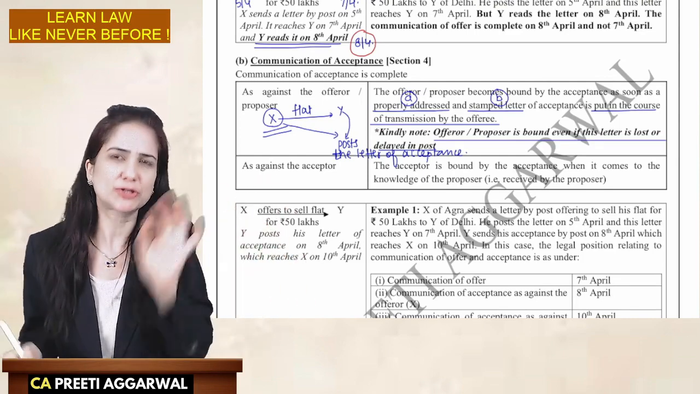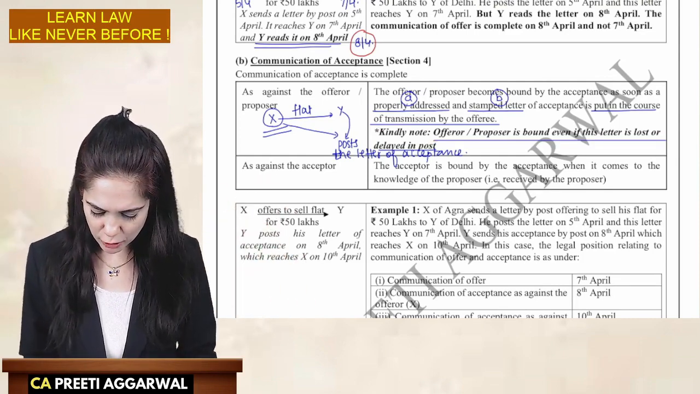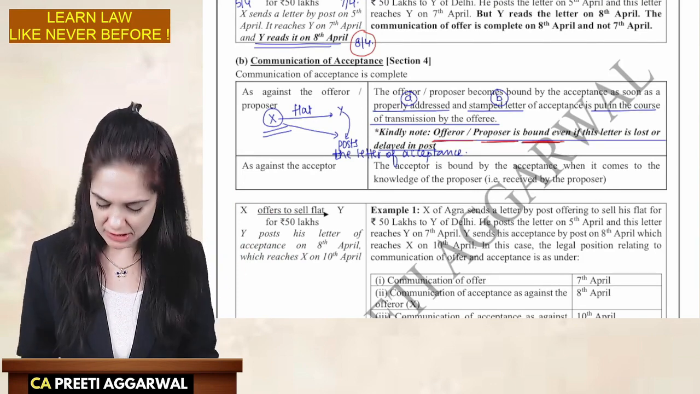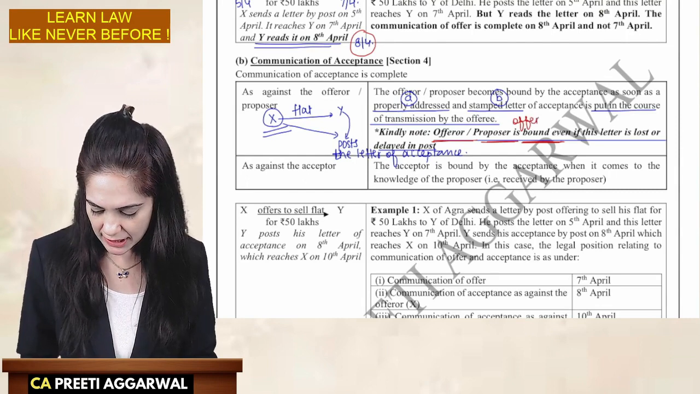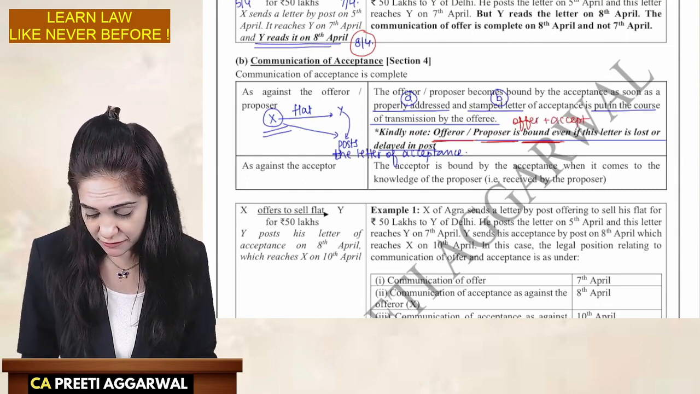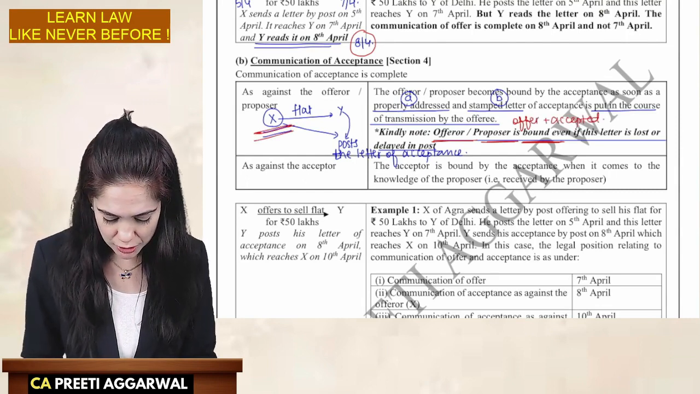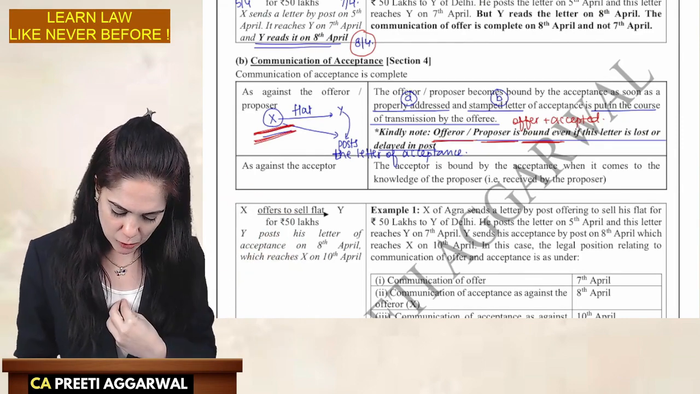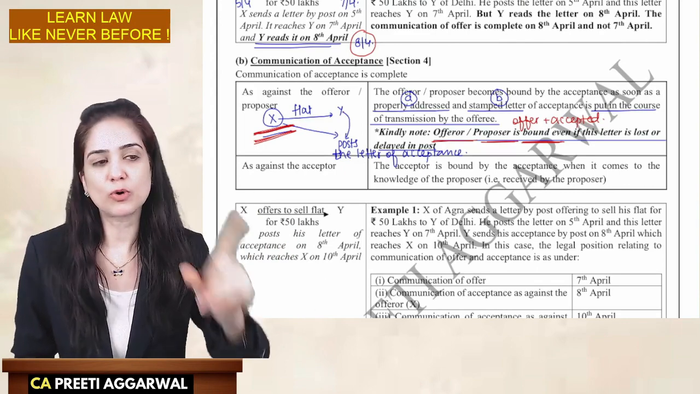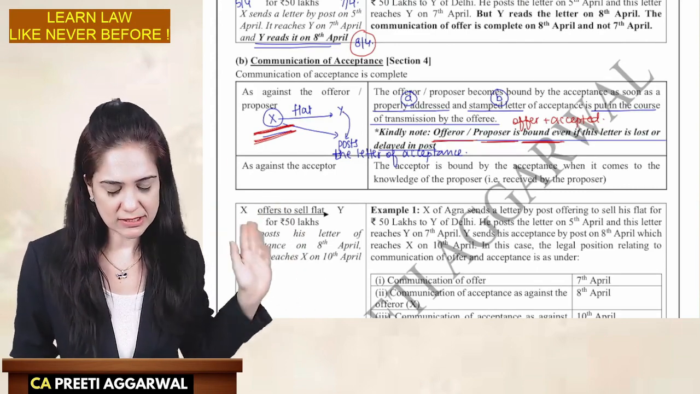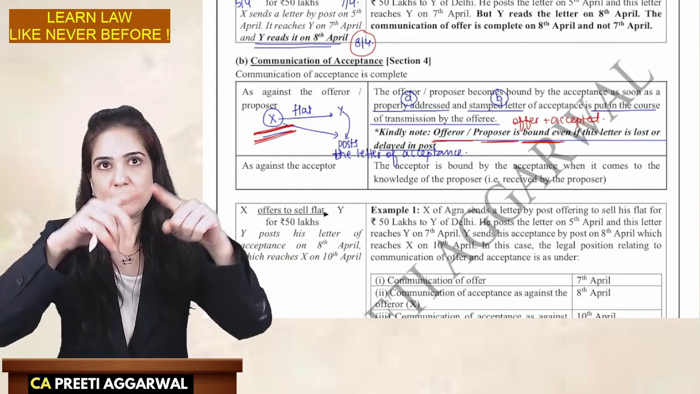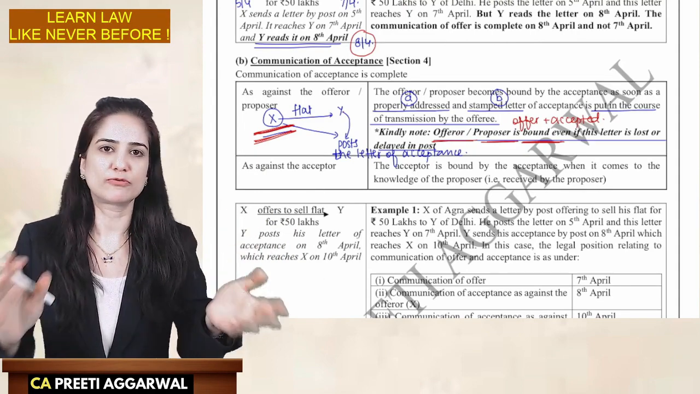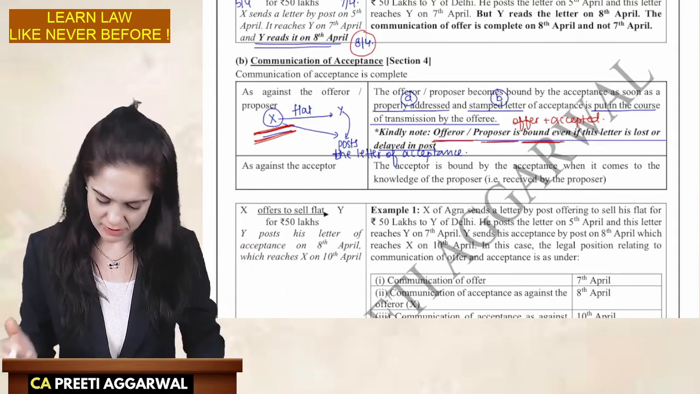What does it actually mean when we say that offerer or proposer is bound? It simply means that his offer is now accepted, which indicates that please don't offer to sell this flat to someone else. Y has posted the letter, your offer is accepted, don't give the same offer to someone else. Now, whether a contract is complete or not will depend on Y, because the letter is lost, so the contract becomes voidable at his option.